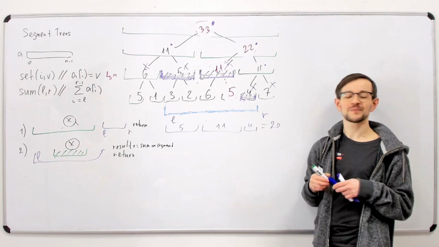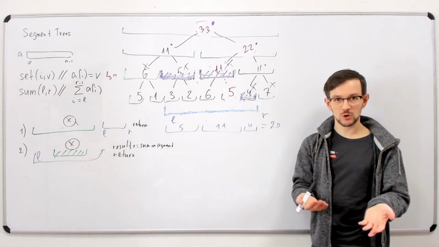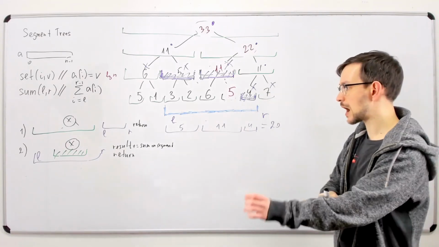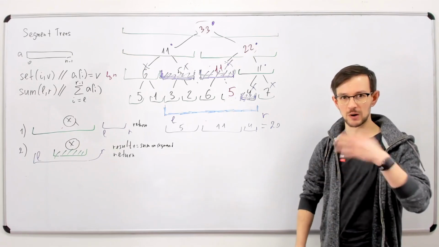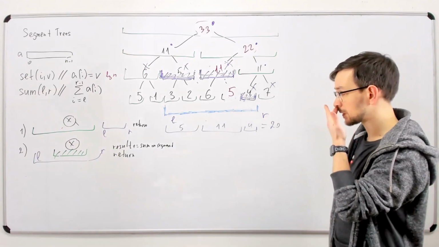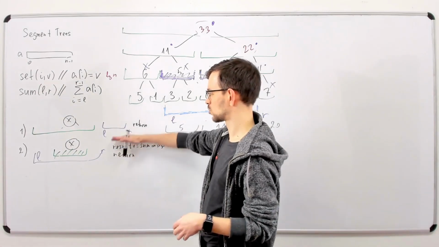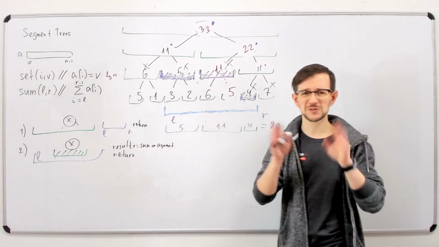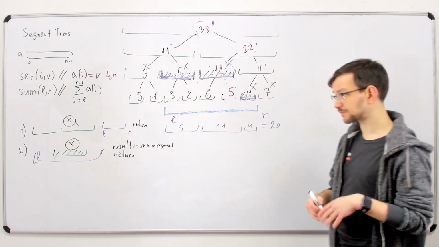Okay, good. Now, let's calculate the total number of nodes we visit during this traversal. I claim that the total number of nodes we visit is about log n. Why is it true? Because in almost any recursive call, we have one of these two cases. Let's see why.